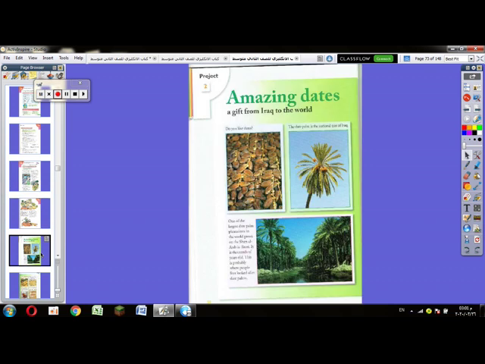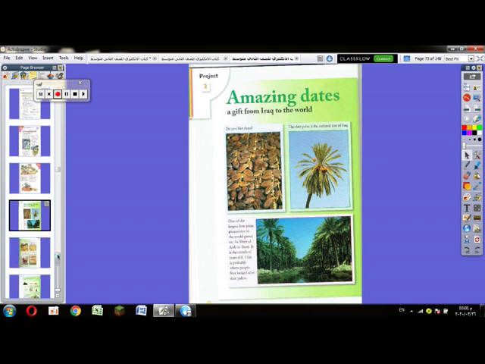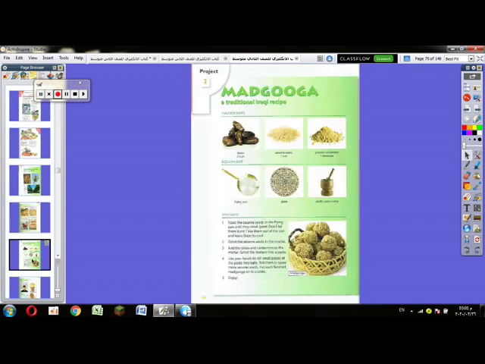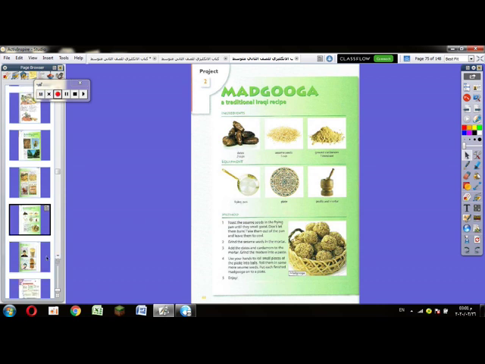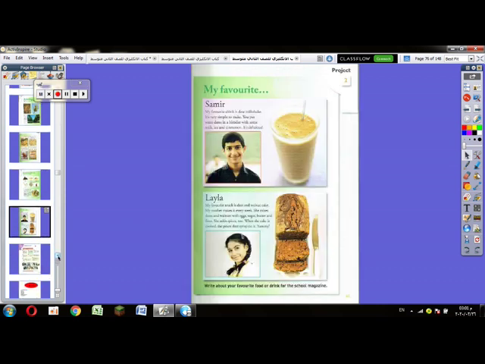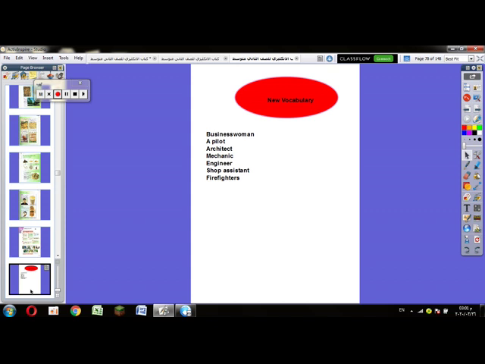Yes, we have some project, and we also finish Unit 5 by making this project, which is supposed to be a practical project. You can see it, and everyone should understand that lesson.